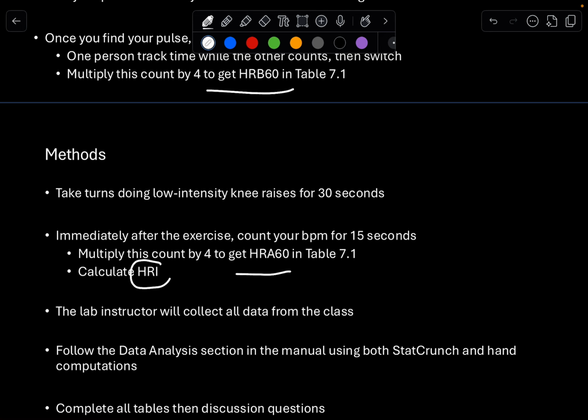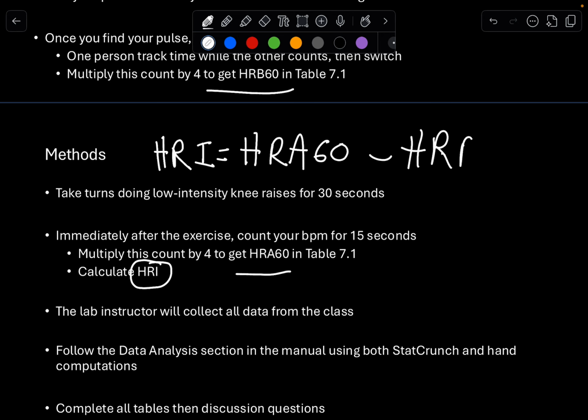Then you need your heart rate increase. So your heart rate increase will be the heart rate after exercise minus the heart rate before exercise. Right? That's the increase. That's the rate of increase. After exercise minus before exercise. Then in 7.2, you will put the combined data from the entire class. The lab instructor will collect all the data. Then you'll put all the class data in table 7.2.